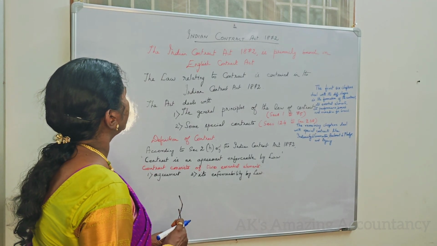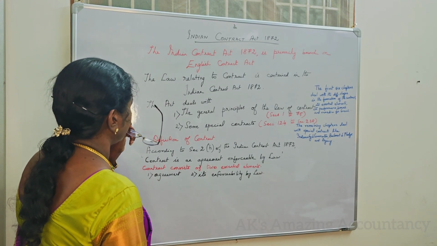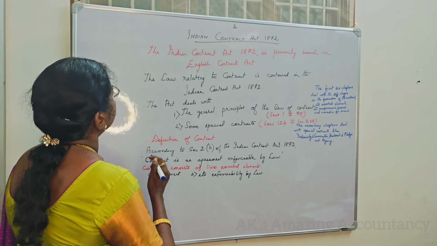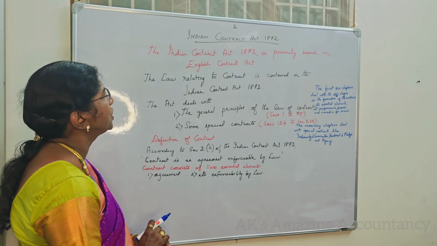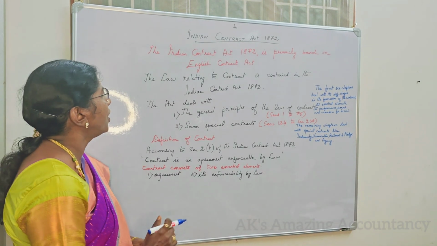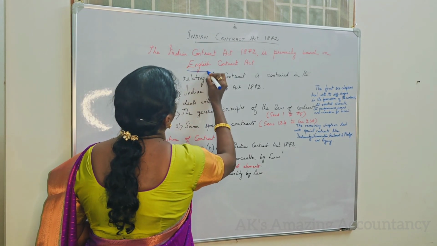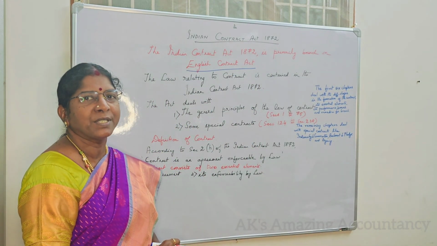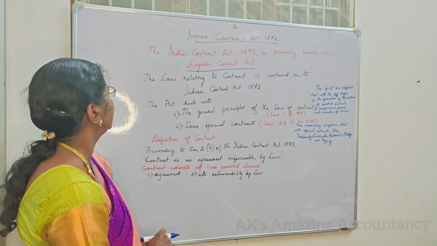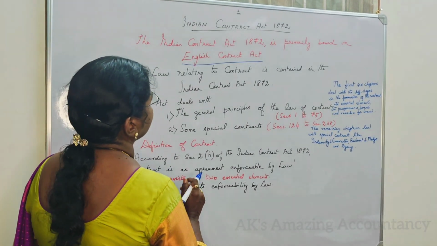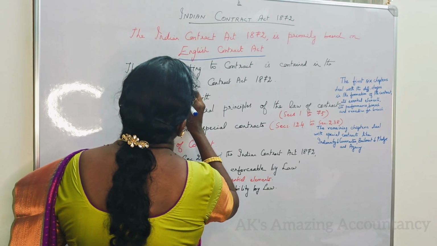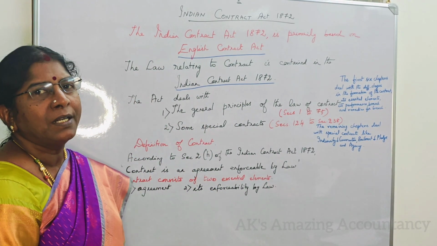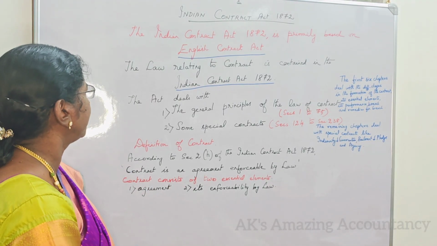So today I am going to tell you regarding the Indian Contract Act. As I told in my previous video, the Indian Contract Act 1872 is primarily based on the English Contract Act. So the base for the Indian Contract Act 1872 is the English Contract Act. The law relating to contract is contained in this Act. So the Indian Contract Act 1872 deals with the law relating to contract.